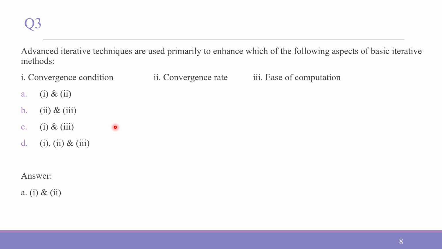But the motto or the purpose behind going for the advanced iterative techniques is not ease of computation, whereas it is for the convergence condition and the convergence rate. We want to get faster convergence and also we want to get the assurance for convergence. That thing will be obtained through the advanced iterative techniques. So option A is the right answer. I hope it is clear.